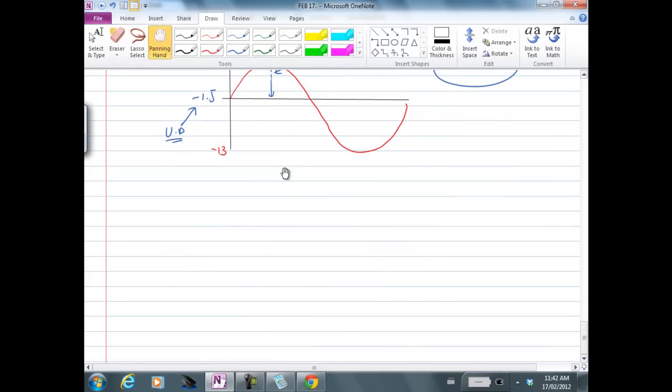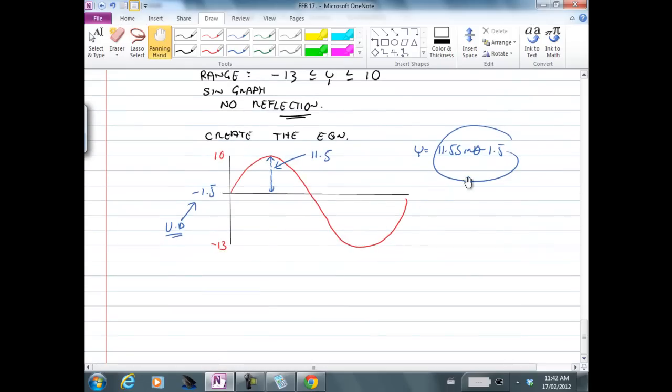That's it for today. Sorry? 11.5 sine theta minus 1.5. I add these two numbers together, 10 plus negative 13, divided by 2. Page! Guys and gals, you're done.